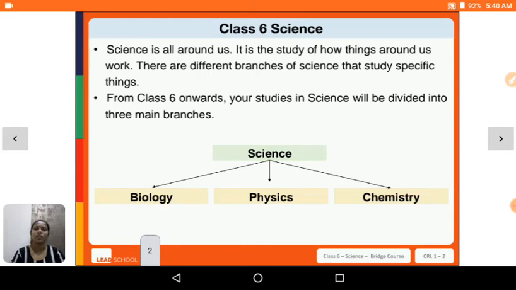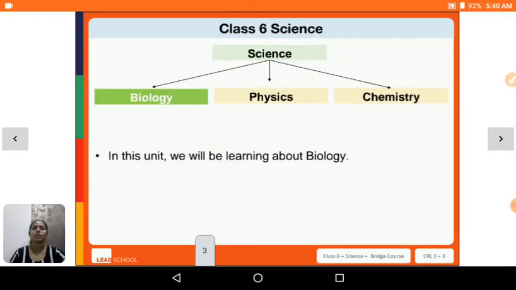Science is all around us. It is the study of how things around us work. There are different branches of science that study specific things. From this class, you will study science, and science is divided into three main branches, which are physics, chemistry, and biology. Till now, you studied EVS, which is also a science.